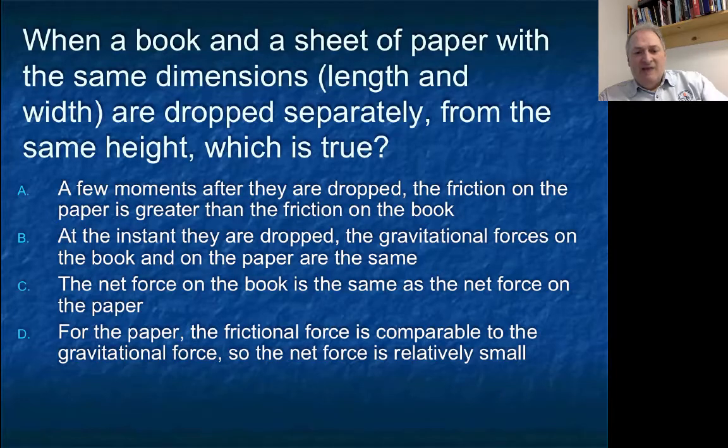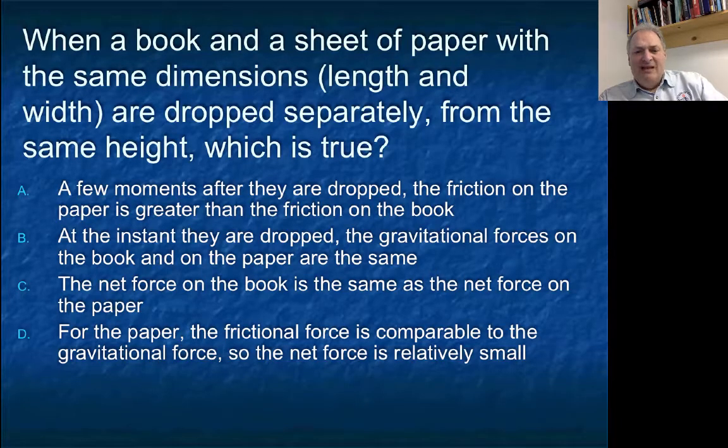A says, a few moments after they're dropped, the friction on the paper is greater than the friction on the book. That's not correct. The friction is proportional to the speed that the objects, the book and the paper, are moving through the air. So the one that's moving faster will experience the greater friction. And a few moments after they're dropped, which one's moving faster? The book. So the book experiences greater friction than the paper.